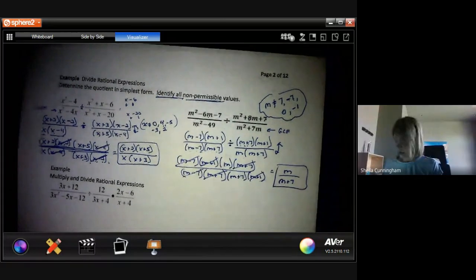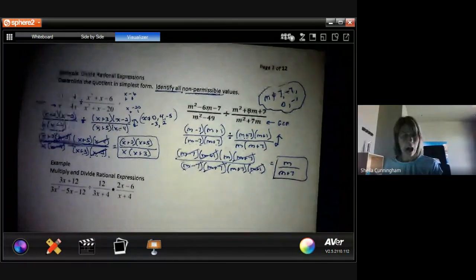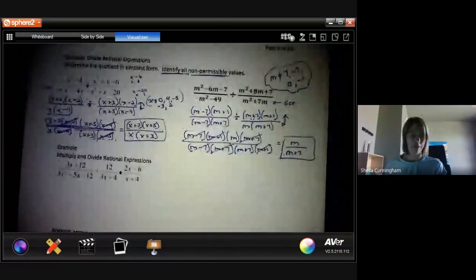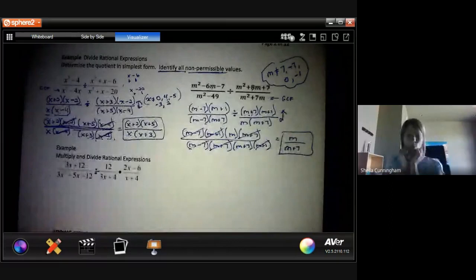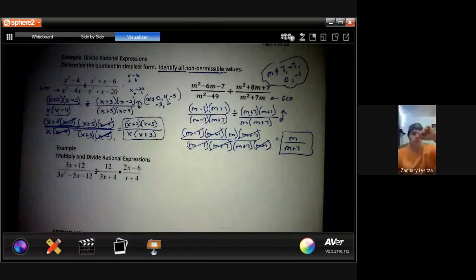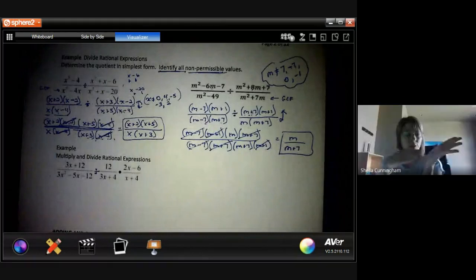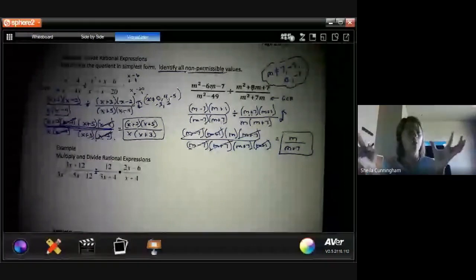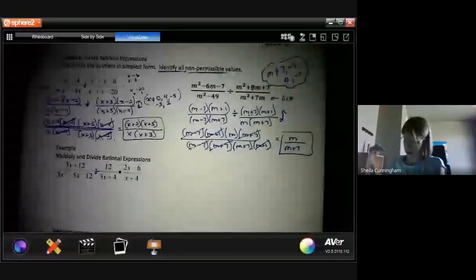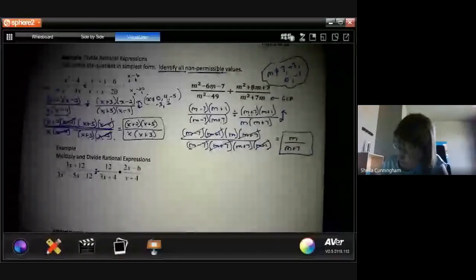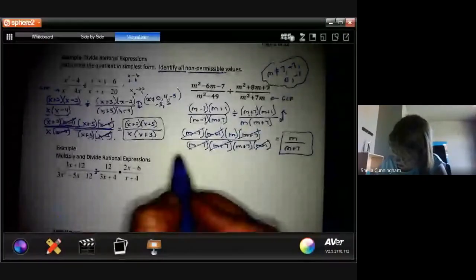Okay, the last example I want to do with you guys today is a combination, right? So you've got some dividing happening and you've got some multiplication happening. I kind of want to go through this one with you. You still have to account for the factoring, you still have to account for your non-permissible values, all of those pieces, but it's just pulling both division and multiplication together in this one. So first off, factor away.